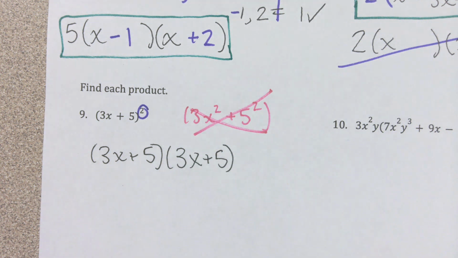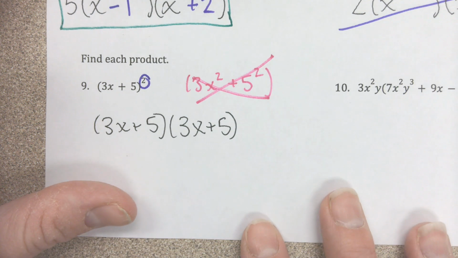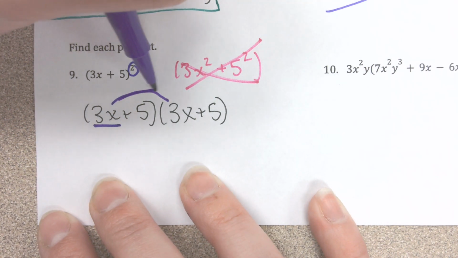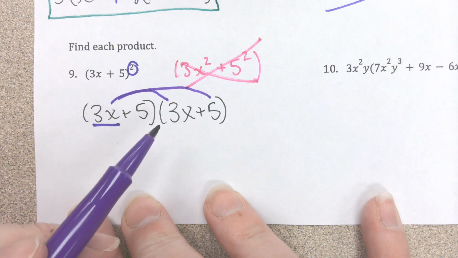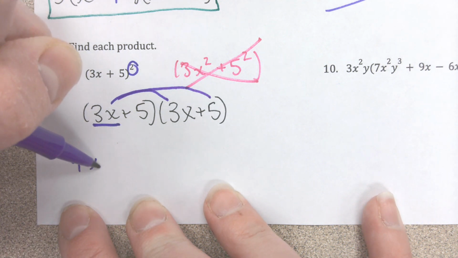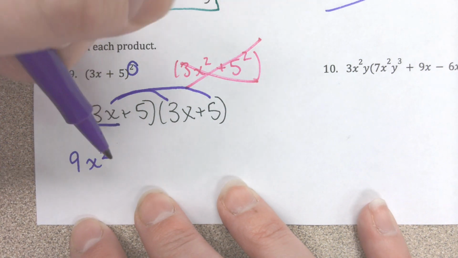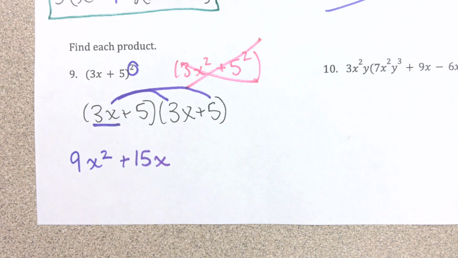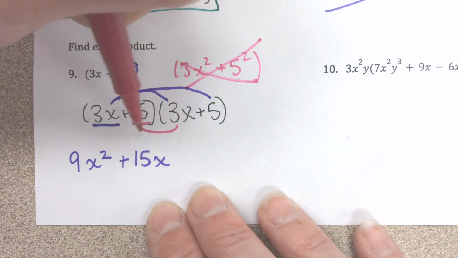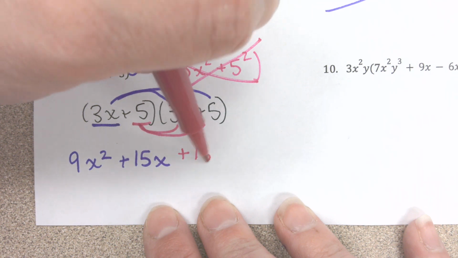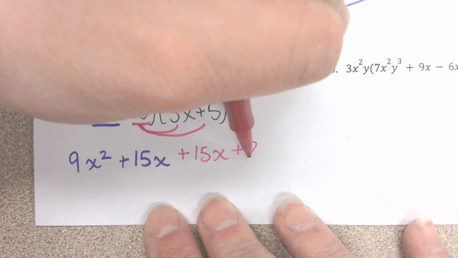And then we're going to FOIL, double distribute, whatever word you like to use. I use them interchangeably. So first we'll distribute the 3x into the second set of parentheses. 3x times 3x, that is 9x squared. Be careful with your exponents. 3x times 5, that's 15x. And then we distribute the 5 into the second set of parentheses like so. 5 times 3x, that's 15x. 5 times 5, that's 25.